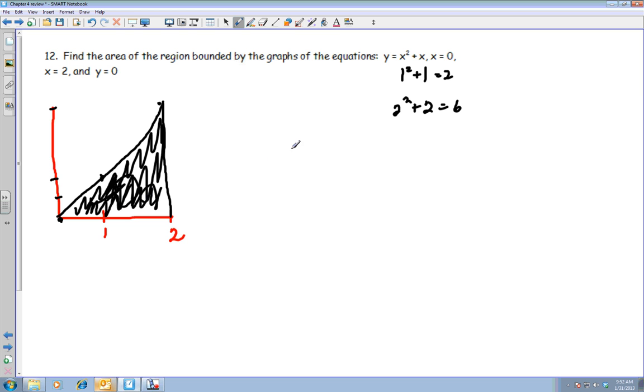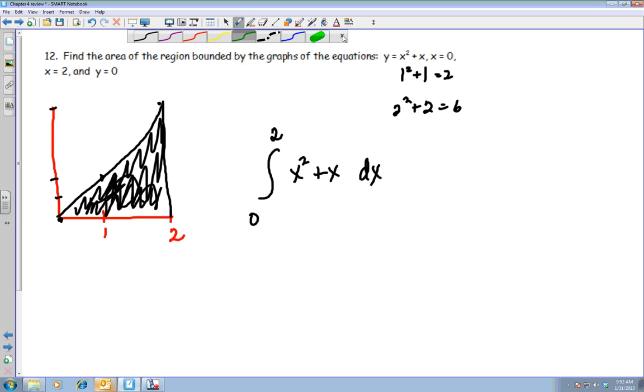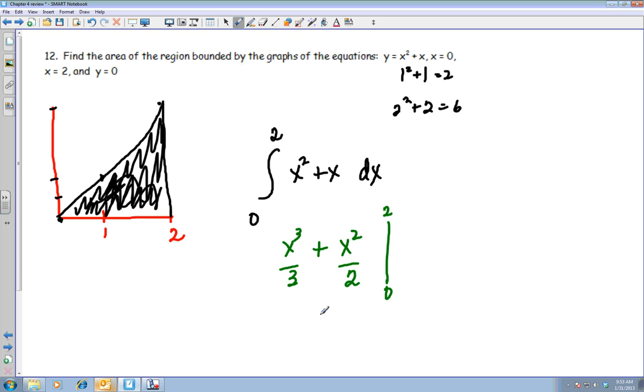So what we need to do is set up our integral. I know I'm going from 0 to 2 of x squared plus x dx. So now I'm ready to integrate. X cubed over 3 plus x squared over 2, and I'm evaluating from 0 to 2.